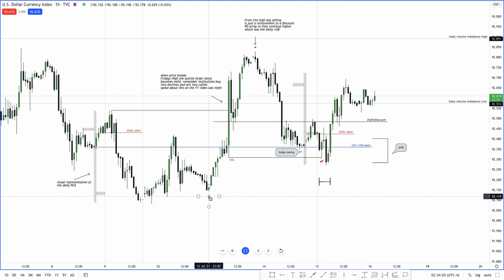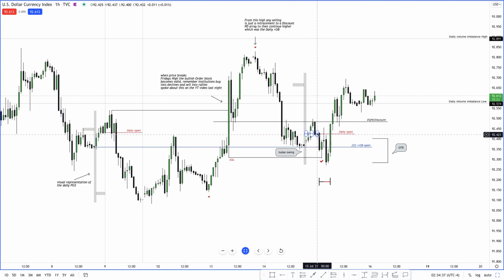Okay, as you can see, once we broke this high, we created this valid bullish order block, right? Price went higher and then went lower. So this was Wednesday. I think I took the loss somewhere around here. Then moving on into Thursday, let's look at Thursday's price action.